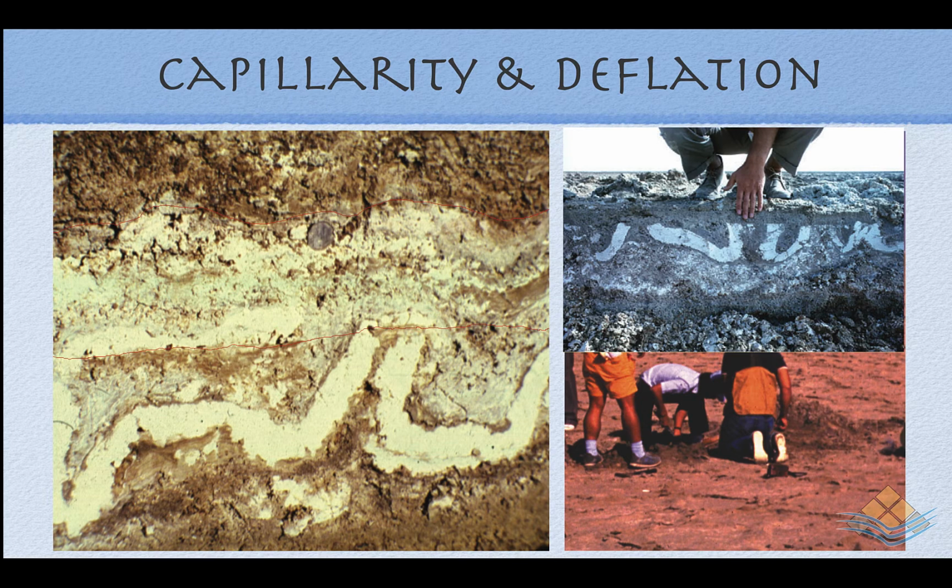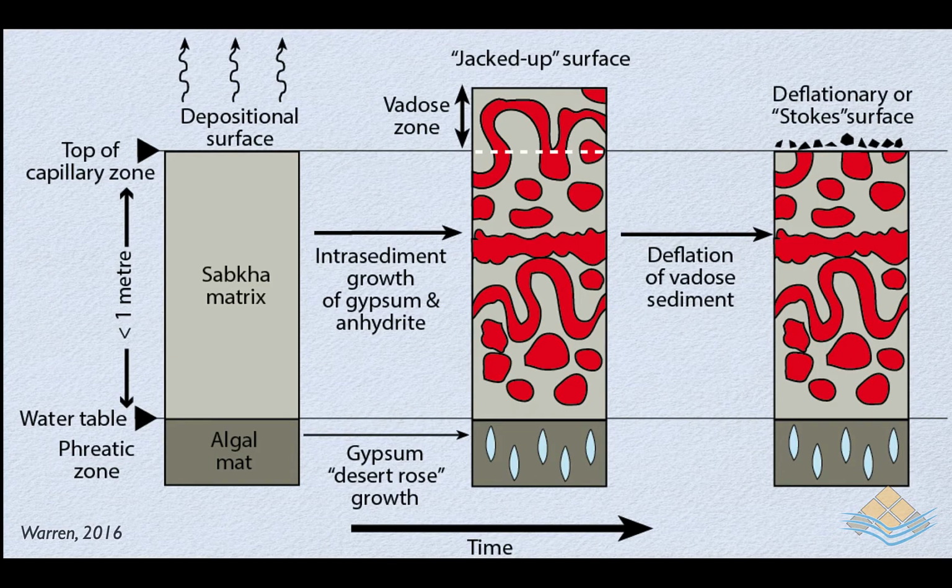And these erosion surfaces, these truncation surfaces, which are Stokes surfaces, are one of the important hydrological indicators of Sabkha hydrology. What they're telling us is that we have a pre-existing matrix. It can be continental, it can be marine, and within that matrix, in the zone of capillary wicking and capillary evaporation, we have intrasediment growth of calcium sulfate, both as gypsum and as anhydrite.